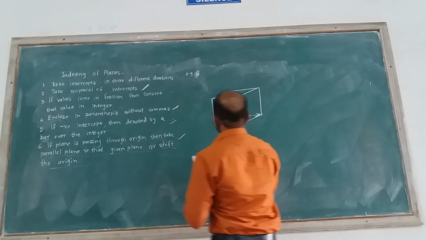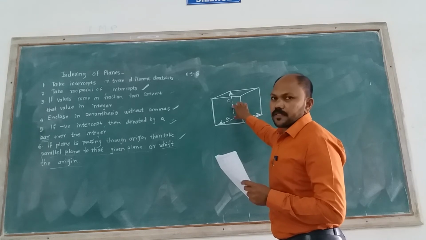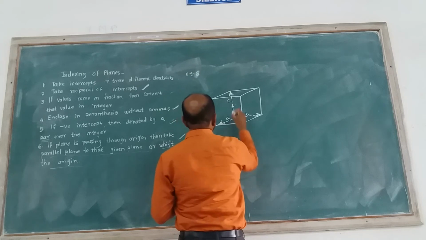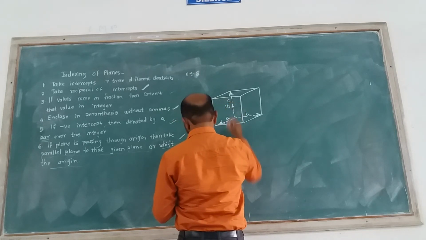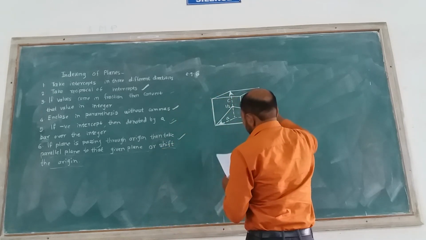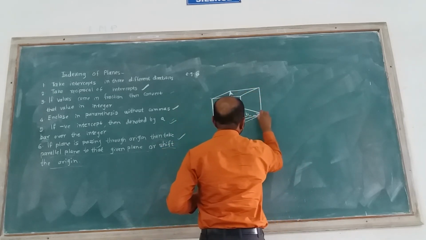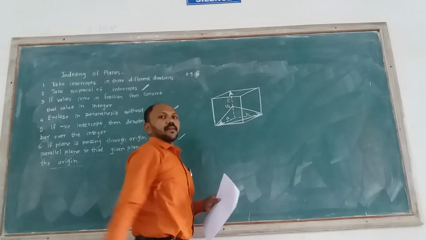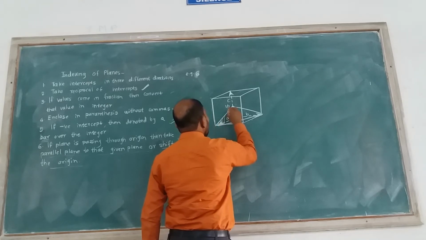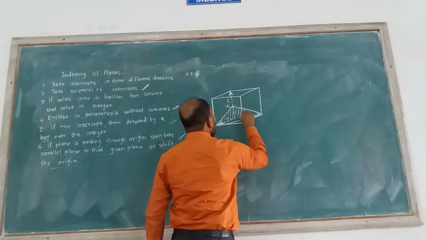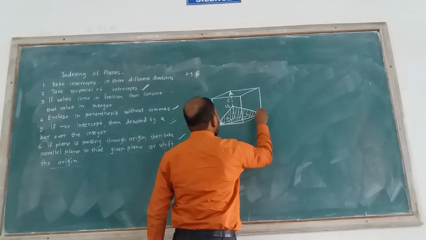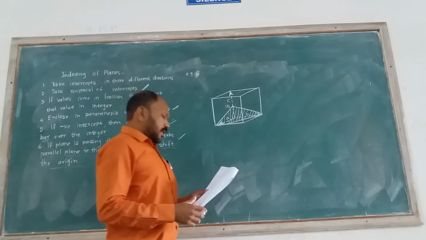Now if we consider this distance as half distance, not full distance, this is half distance in the direction of C. So this is half. We connect this. So now this is the inclined plane which is passing through this point. Okay, so this is actually the inclined plane.